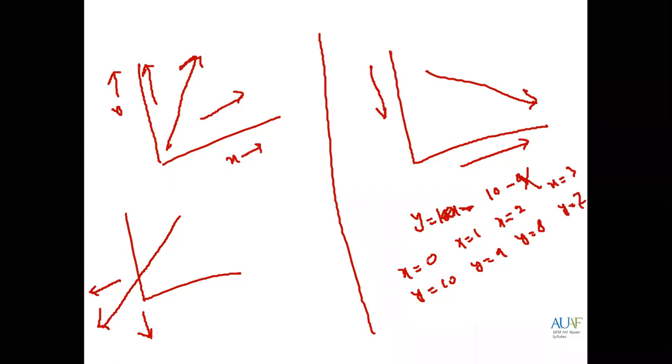You can see x is increasing: 0, 1, 2, 3. What about the y value? The y value is decreasing: 10, then 9, then 8, then 7. So this is a decreasing function. For a decreasing function, both variables are moving in different directions. Different direction means x increasing, y decreasing, or x decreasing, y increasing. That type of function is called a decreasing function.